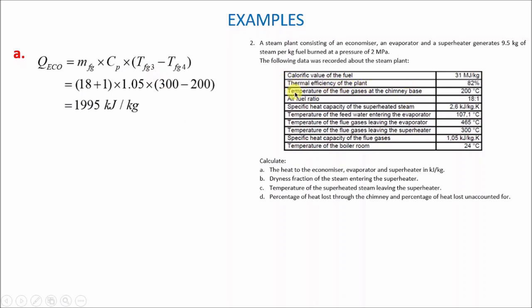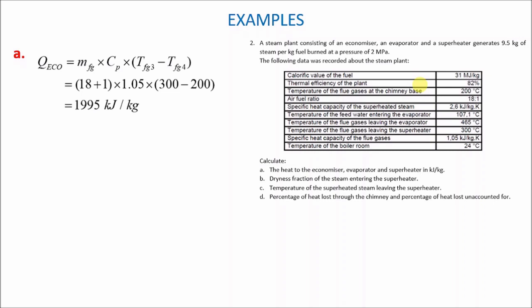But the way they put it in the question, they said the temperature of the flue gas at the chimney base. The chimney base is the same thing as the exit of the economizer. In this case, we do not have an air heater, and therefore the chimney base is the same thing as the exit of the economizer. So the flue gas comes out of the economizer, it's at the chimney base about to go into the chimney.